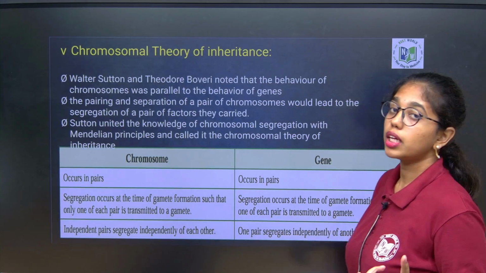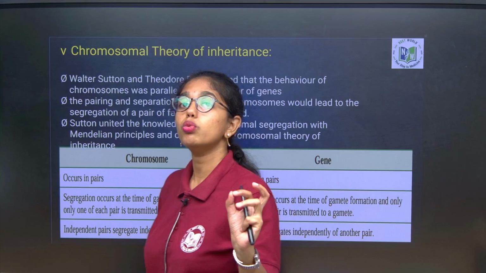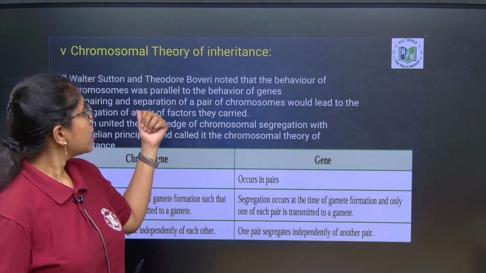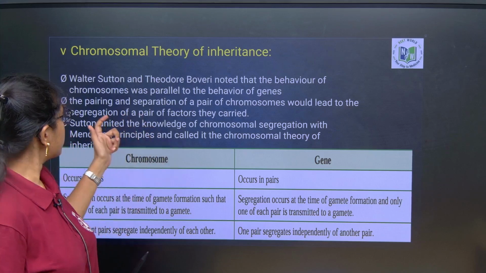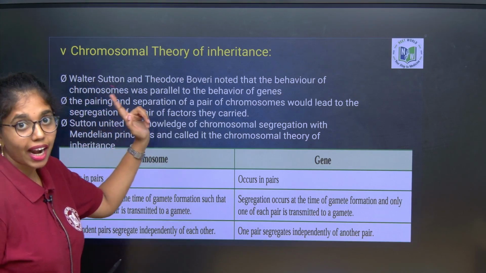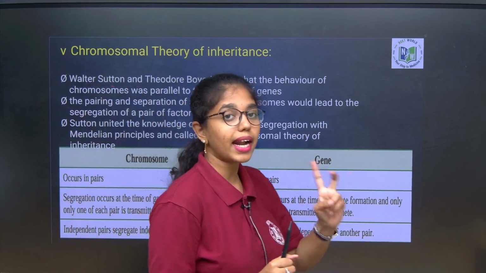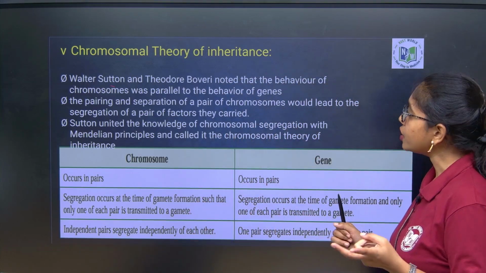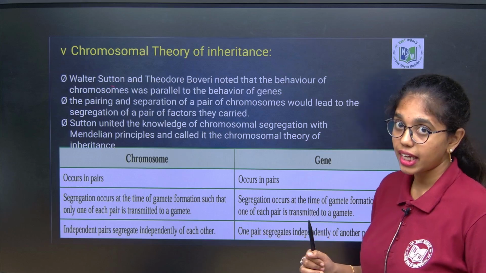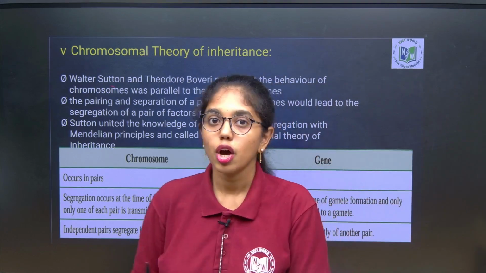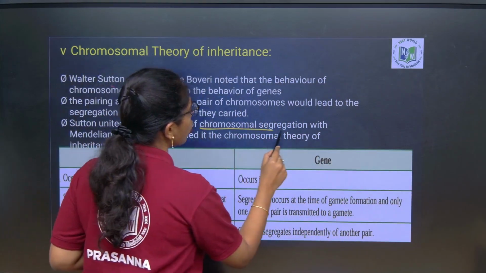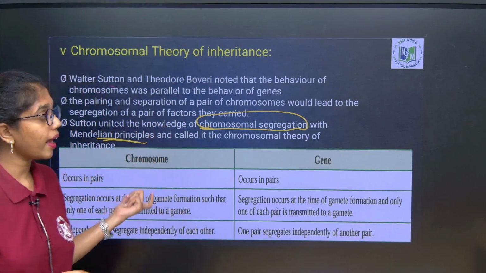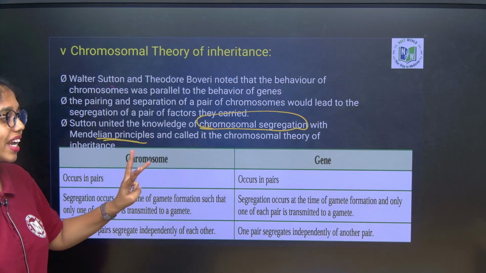Now comes the concept of the chromosomal theory of inheritance. Who are the scientists that gave the chromosomal theory of inheritance? It was given by Walter Sutton and Theodore Boveri. Sutton and Boveri gave the chromosomal theory of inheritance. They united chromosomal segregation with Mendelian principles. What did they do? They united chromosomal segregation with Mendelian principles, and gave us the chromosomal theory of inheritance, stating 3 important points.